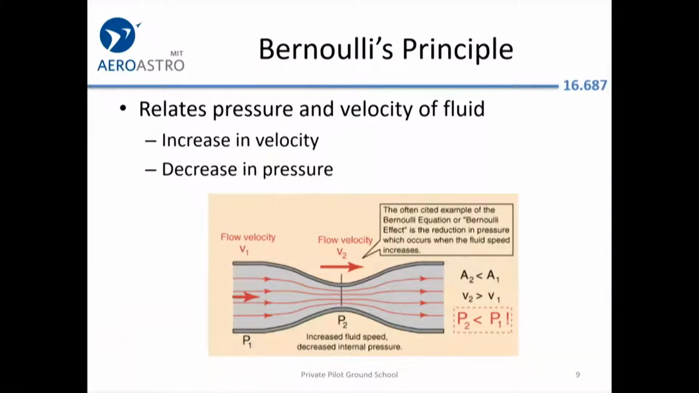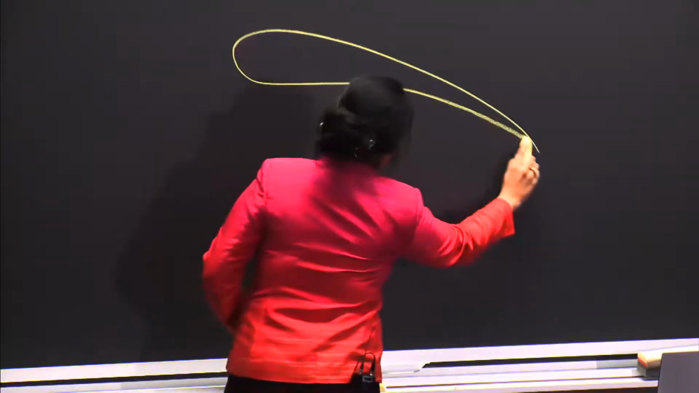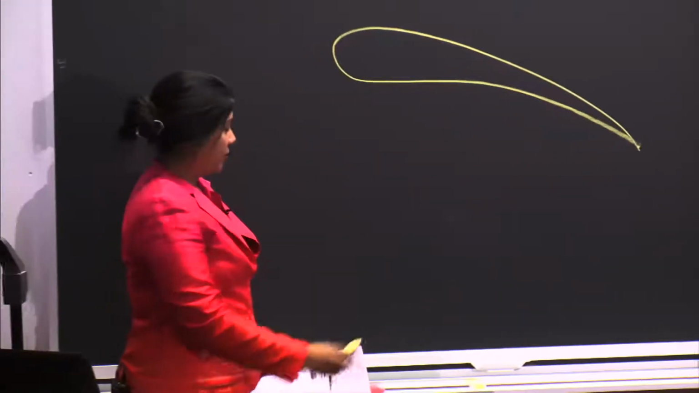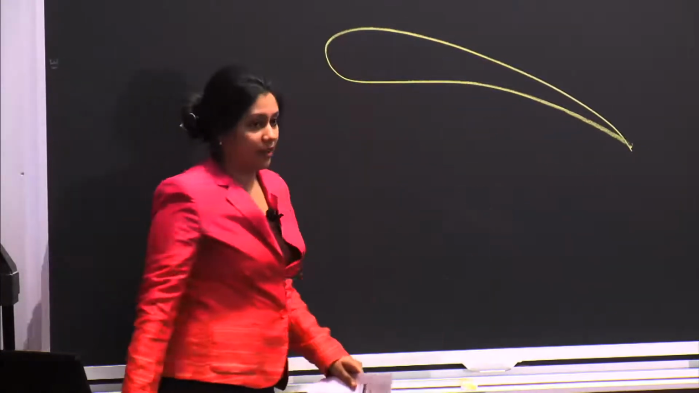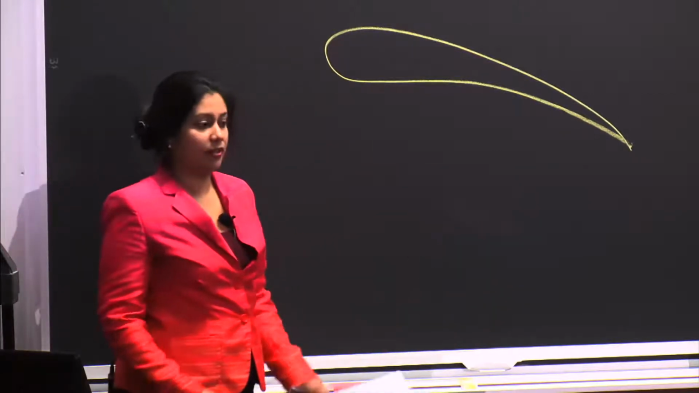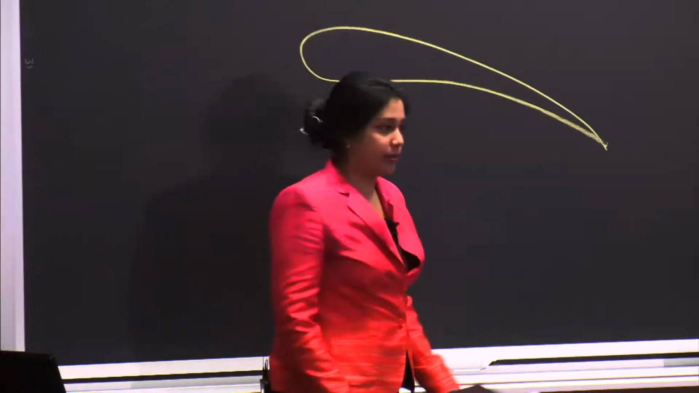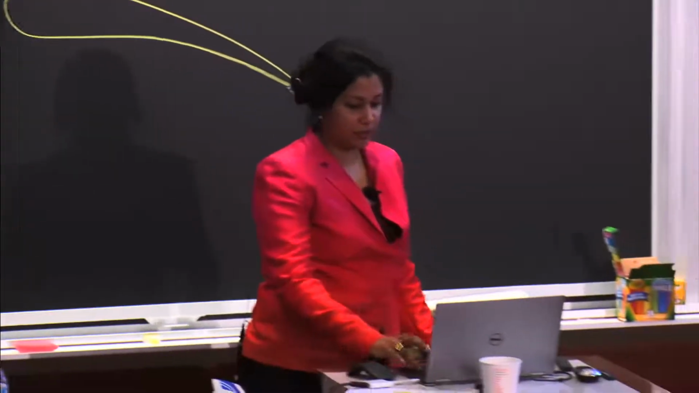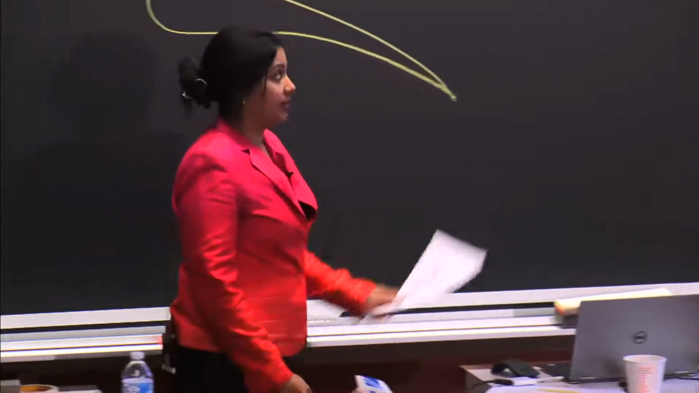And so when we think about an airfoil, I'll draw another airfoil for us to talk about. When we have air that's moving very fast over the top of the wing, an increase in velocity means there's a decrease in pressure. So this is the extent to which you really need to know it for the FAA exam.